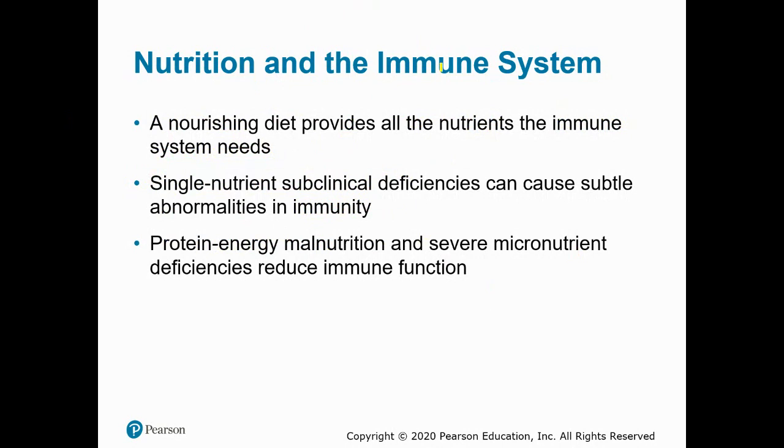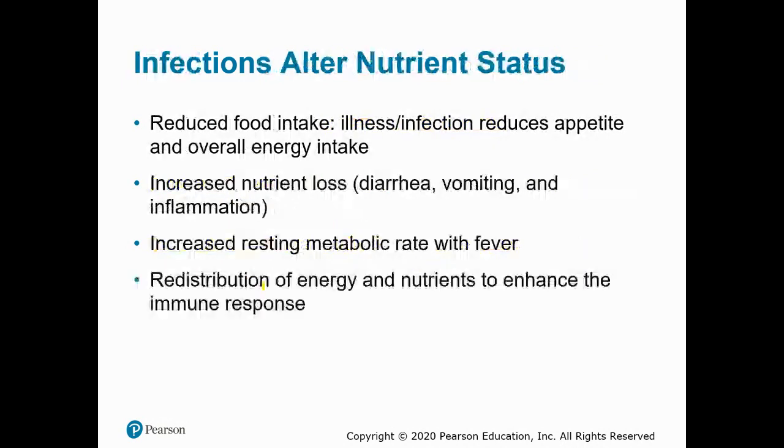And now we'll say a little bit about how nutrition supports the immune system. So again, a healthful diet is providing all of the nutrients that support the immune system. Single nutrient subclinical, so hard to notice, deficiencies can cause subtle abnormalities in the immune system. So even just one missing nutrient can affect how the whole immune system works. And then we'll also say a little bit more about protein energy malnutrition. This is protein energy malnutrition, meaning specifically not getting enough protein, can also reduce immune function. And then, of course, severe micronutrient deficiencies can reduce immune function.